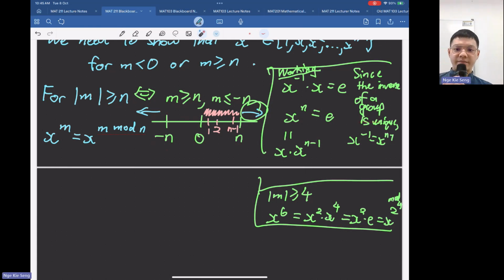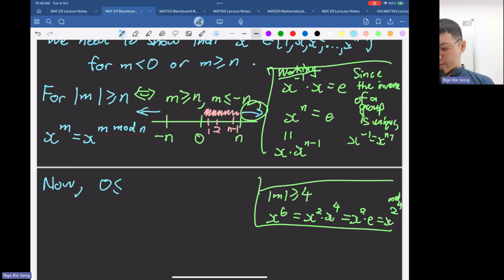How do we deal with this? So now look at the point m from 0 to n minus 1. In other words, I want to claim that all the negative powers here are actually just inverses inside. Obviously they are inverses for the positive ones, but I want to show that these inverses can also be written as some positive power here.